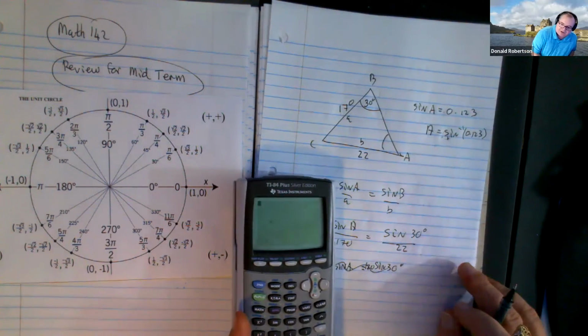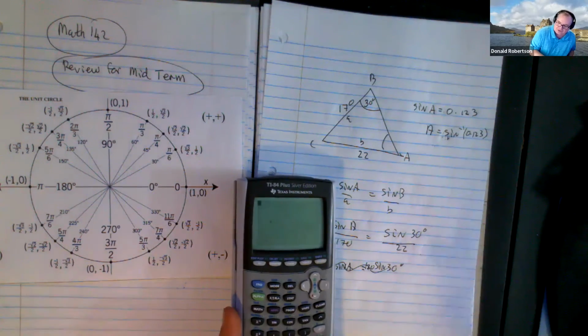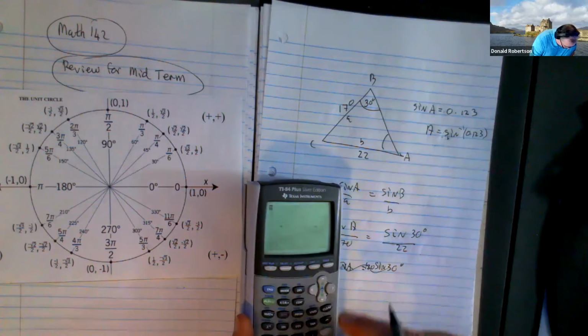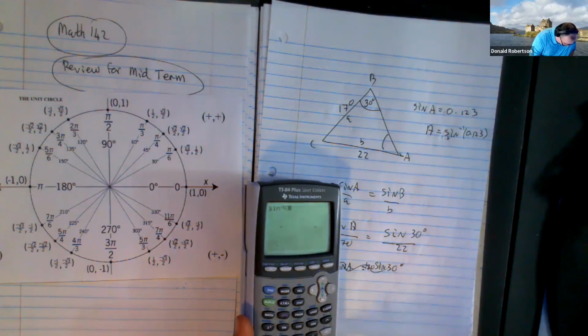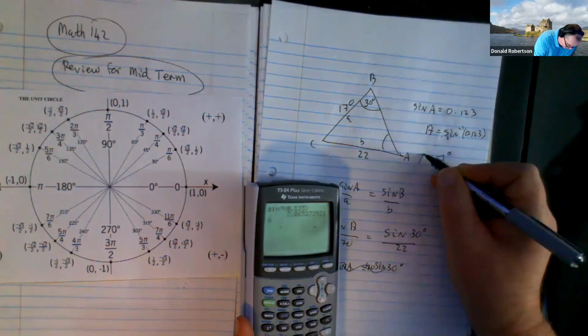Can't you sometimes be in degrees when you need to be in radians, and sometimes you're in radians when you need to be in degrees? So keep an eye open for that. Right now, I'm just going to do it in inverse sine. I'm going to put in 0.123 and I'm going to get a correct answer. Not a great answer, but a correct answer. Let's just call it 7 degrees.